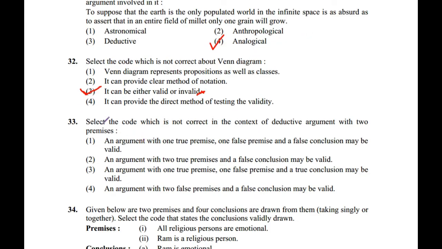Question 33. Select the code which is not correct in the context of deductive argument with two premises. An argument with one true premise, one false premise, and a false conclusion may be valid. An argument with two true premises and a false conclusion may be valid. So it's talking about the deductive argument, two premises. So second one is the correct option for this.